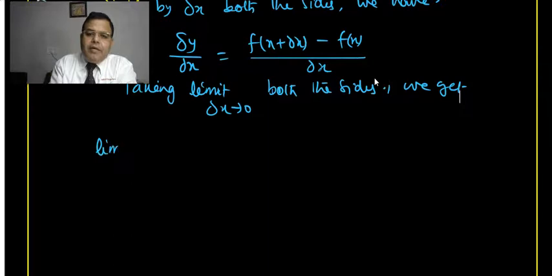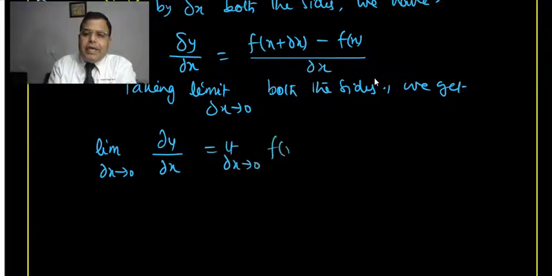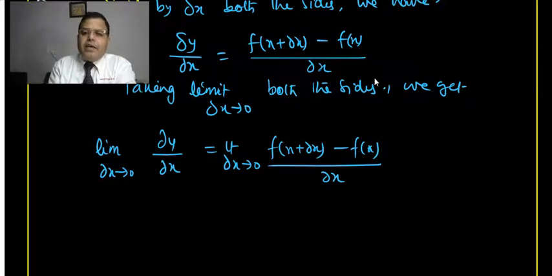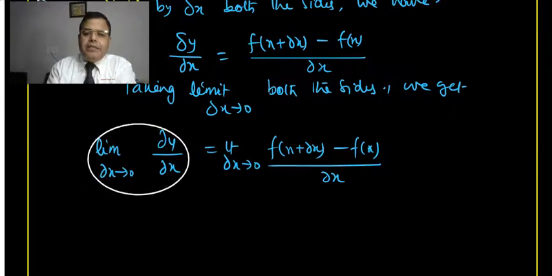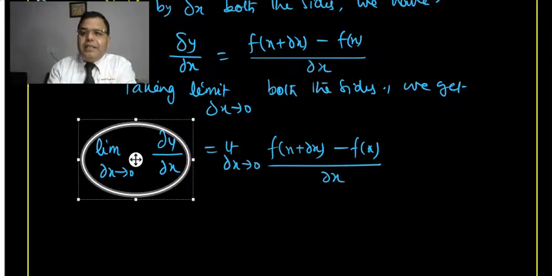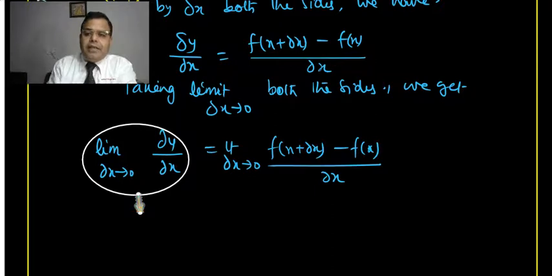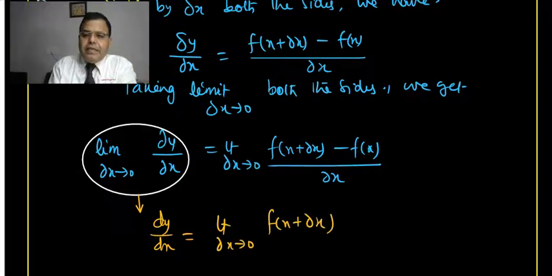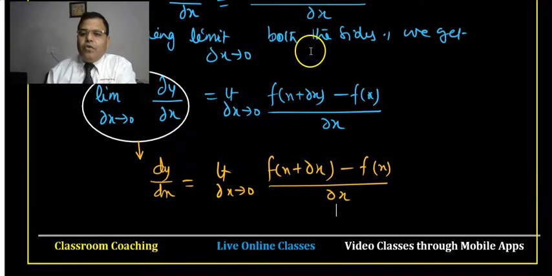So we get limit delta x tends to 0 of delta y upon delta x is equal to limit delta x tends to 0 of f of x plus delta x minus f of x, whole divided by delta x. This is the change in y with respect to x, and that is described as dy by dx. Therefore dy by dx is equal to limit delta x tends to 0 of f of x plus delta x minus f of x, whole divided by delta x. This is the definition of the derivative of a function with respect to x.